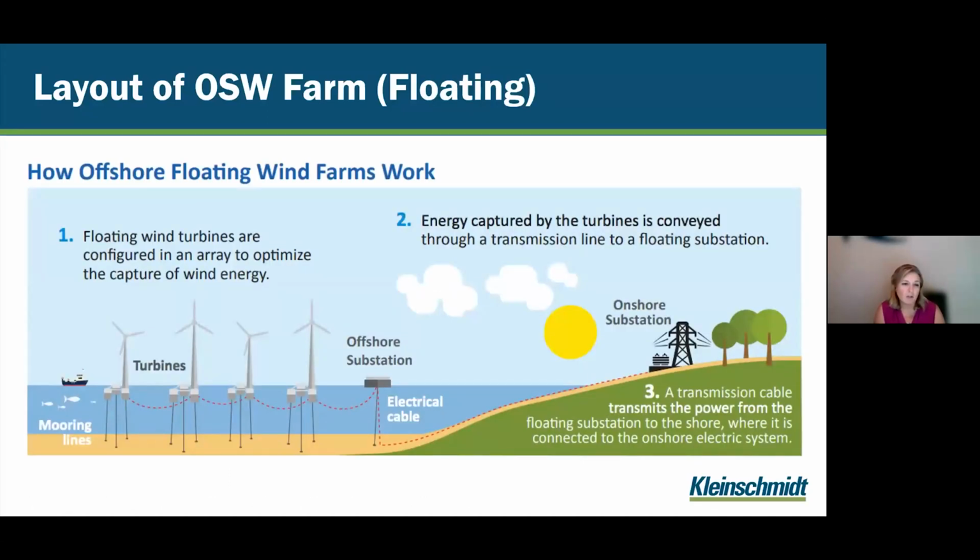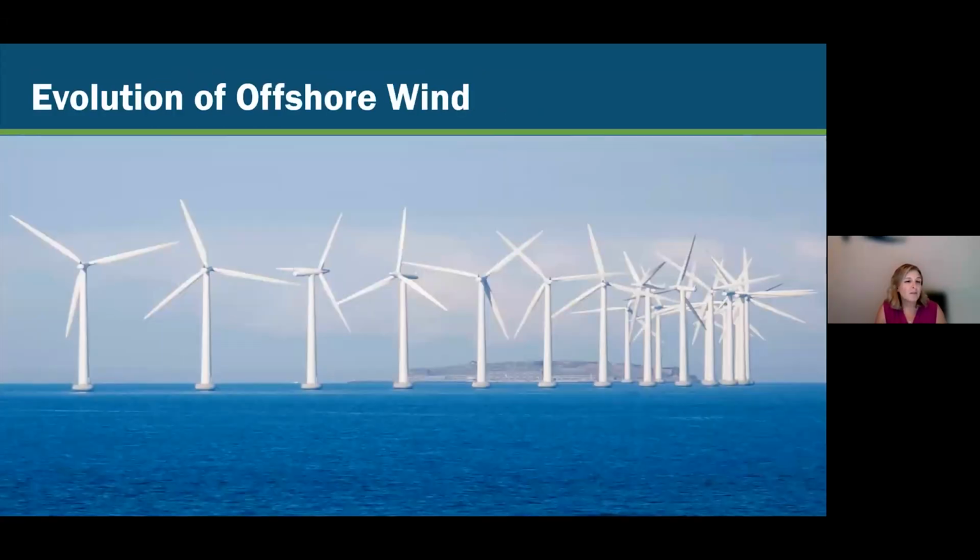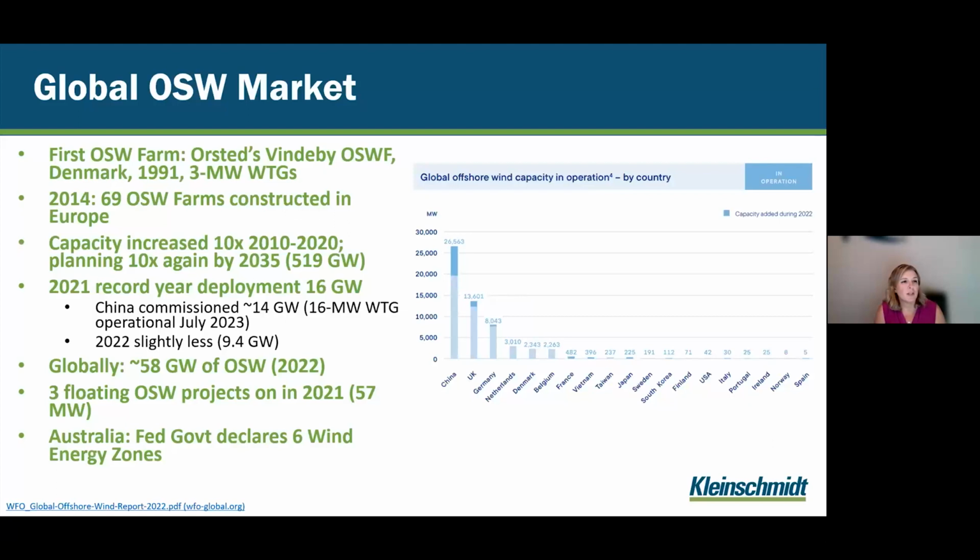Similarly, for a floating offshore wind farm, same arrangement. You have some kind of spacing array layout of your WTGs. They're connected to each other, connect to an offshore substation, and then that power is brought to where it's intended to be used. So the evolution of the global offshore wind market. The first offshore wind farm was actually established back in 1991 by what is now Ørsted and formerly known as Dong Energy.